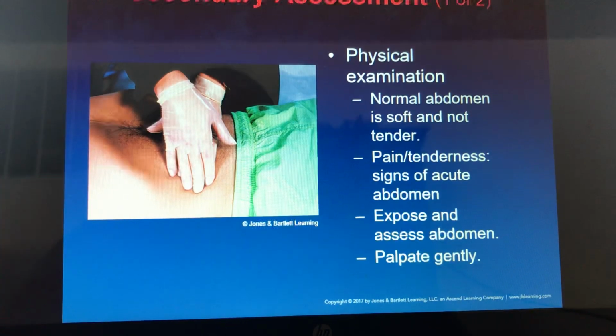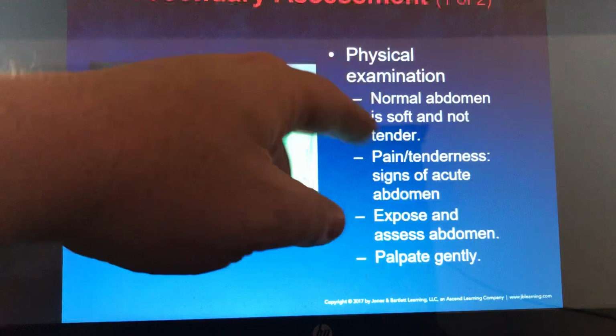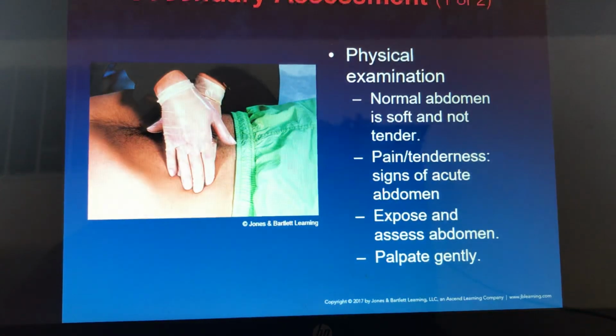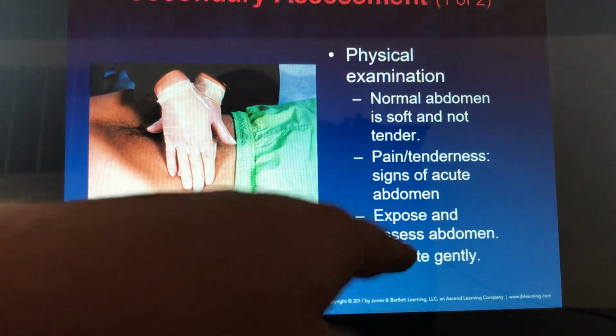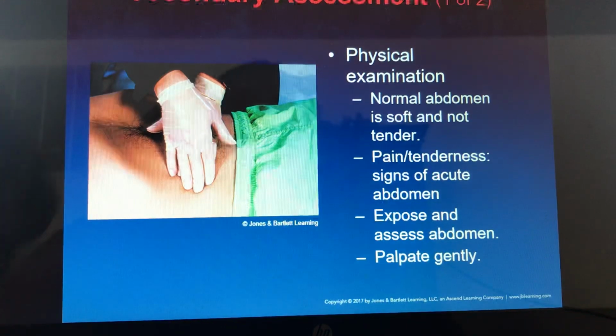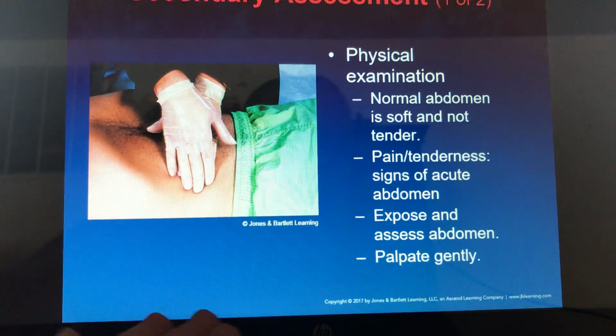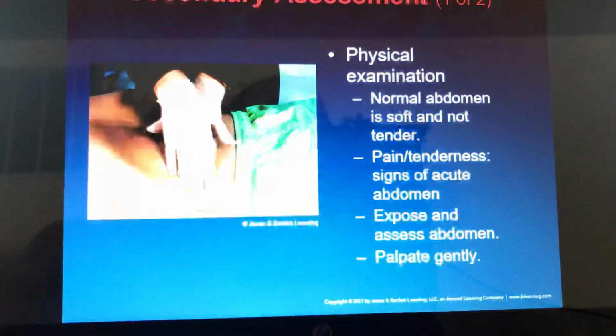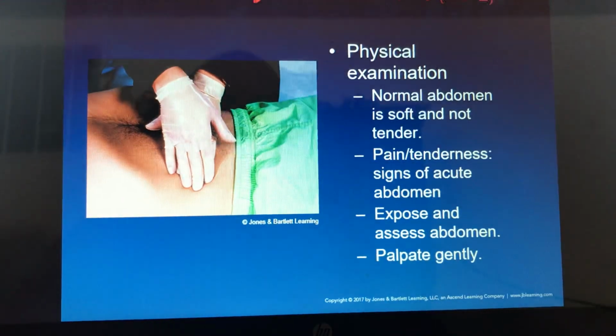And then the more abdominal assessments you do, you're looking for soft, not tender. It could be tender upon palpation, meaning it hurts. Again, gently palpate. Don't smash in hard. Just take your hands and come in, rub and feel, and rock your hand back and forth a little bit. Not hard, not forceful, kind of gently.